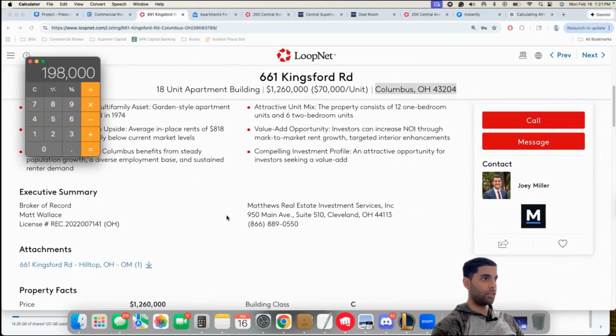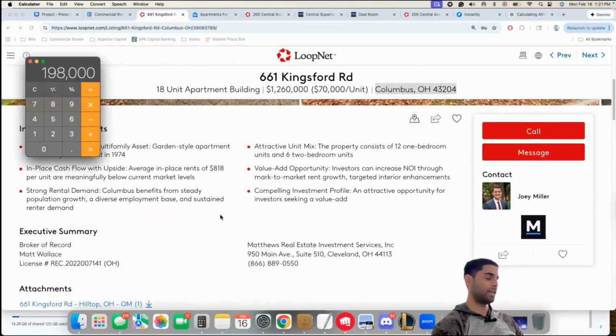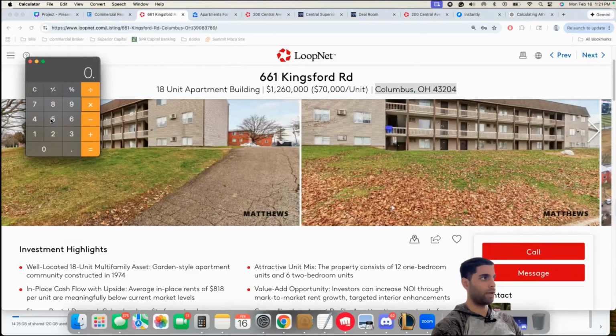But I'm not seeing anything about major upgrades, like they just changed the roof or they just changed all the HVACs, or 8 out of the 10 units have been completely renovated. So I'm going to divide this by 2 or multiply it by 0.5. Same thing, I'm taking half off the top for the expenses.